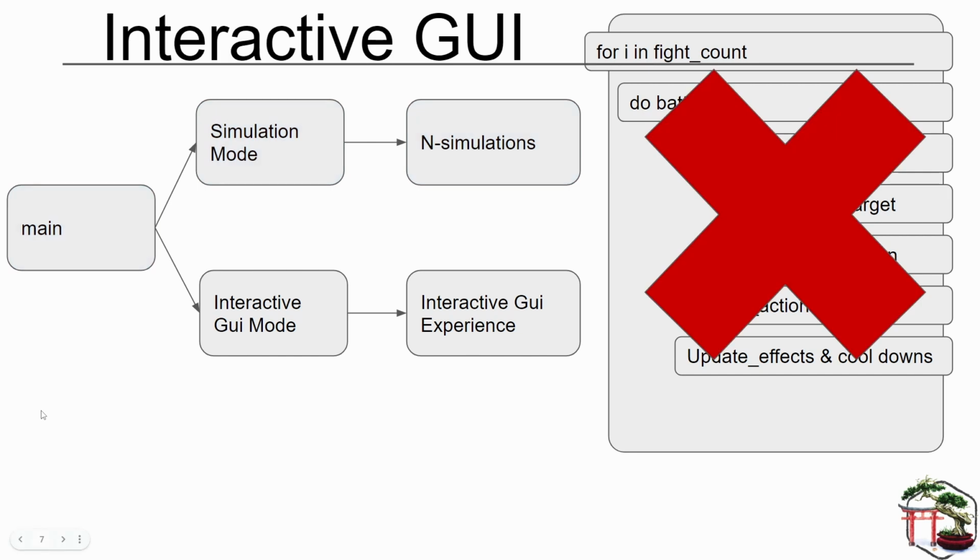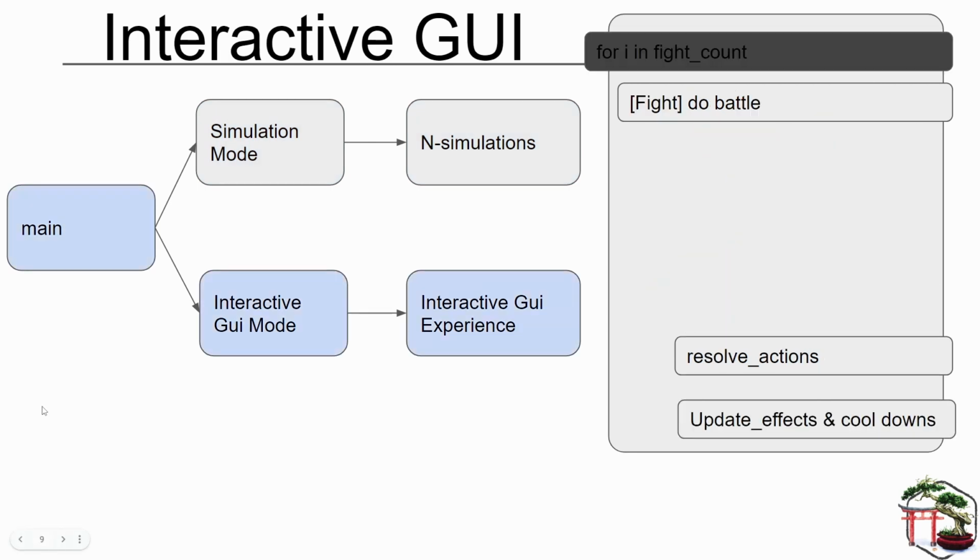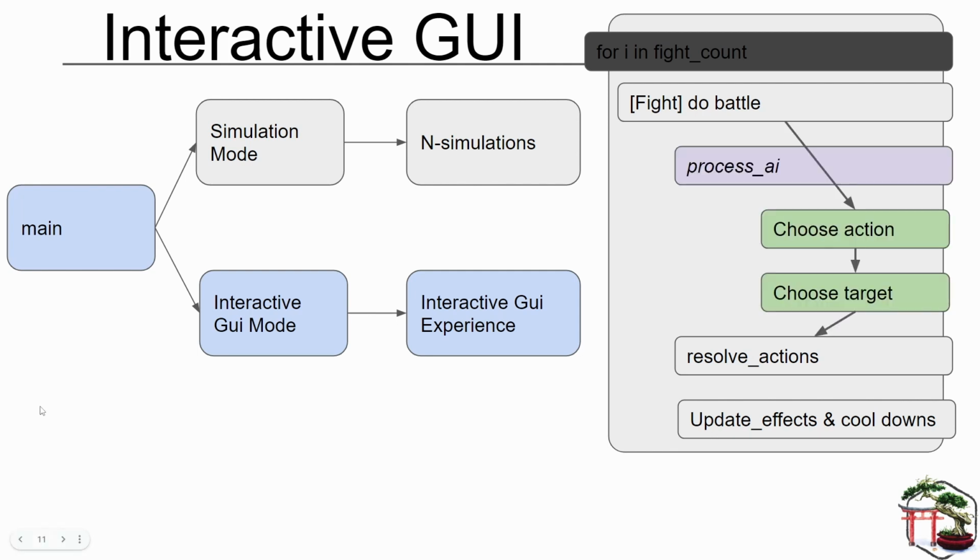In the interactive GUI, this process doesn't exist. Do battle still exists, as well as resolve actions and update effects and cooldowns. However, process AI differs, and all of this is event driven. Clicking fight allows the user to choose an action. Choosing the action allows the user to choose a target, and then all of these are sent to resolve action.